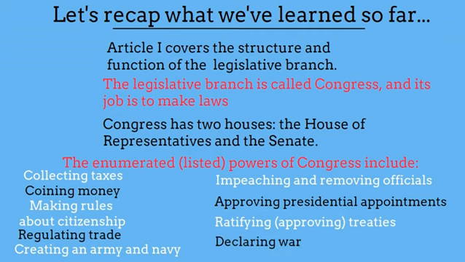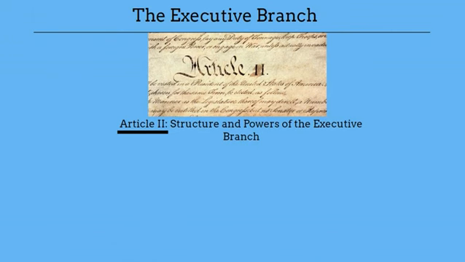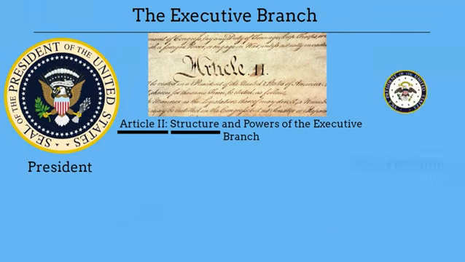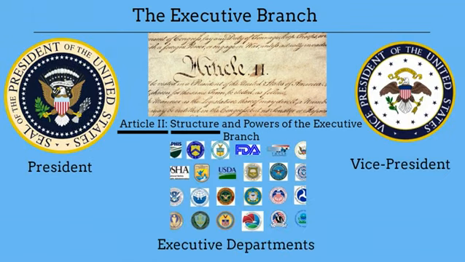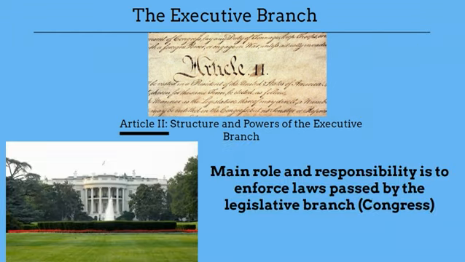So that's Congress, the legislative branch. But what about the executive branch in Article 2? The powers and structure of the executive branch are found in Article 2 of the U.S. Constitution. The executive branch includes the President, the Vice President, and executive departments. According to Article 2, the main role and responsibility of the executive branch is to enforce the laws passed by the legislative branch, Congress. But what about the powers of the executive branch? What are they, according to Article 2?